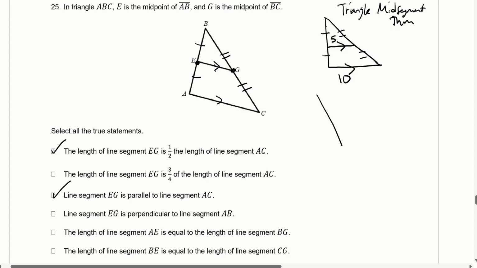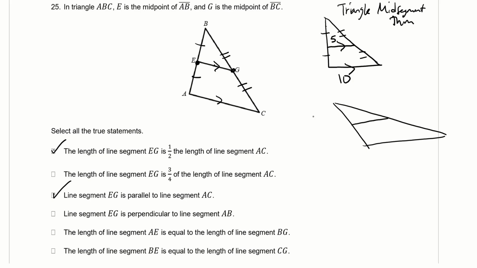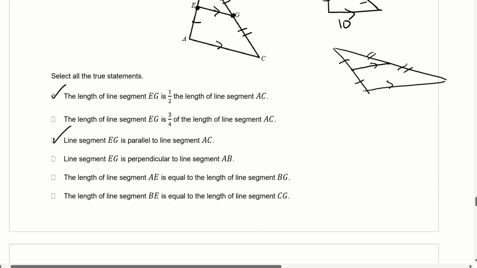So I could have a triangle that looks like that. Hold on, let me see if I can draw better than that. I could have a triangle that looks like that, for instance. In which case, see, it's not a right angle, but it's cutting this in half and cutting that in half, right? And these are parallel. So it doesn't have to be a right angle, so it's not guaranteed. So we can't choose that one.